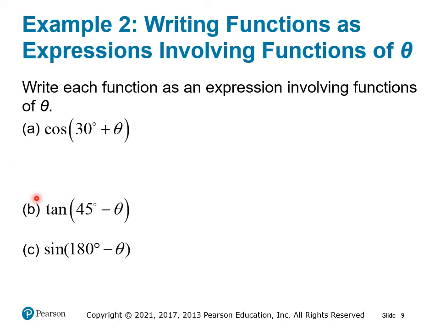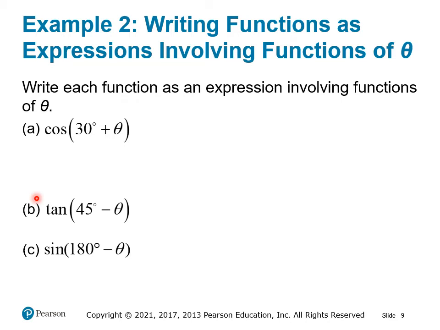So now we're going to look at how we can rewrite trig functions in terms of a function of theta, or the argument. So here we have cosine of 30 plus theta, tangent of 45 minus theta, and sine of 180 minus theta. Of course we're going to use the identities for each of these sums and differences, and because all three of these angles are known angles, 30, 45, and 180, we can substitute the actual value in for those.